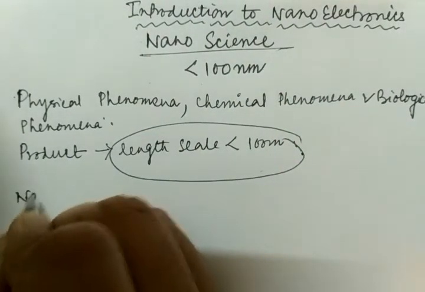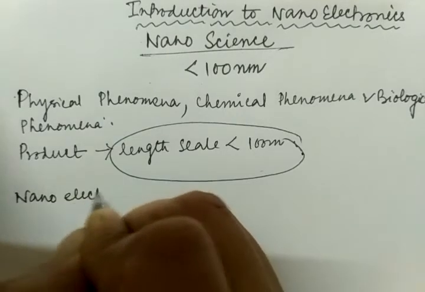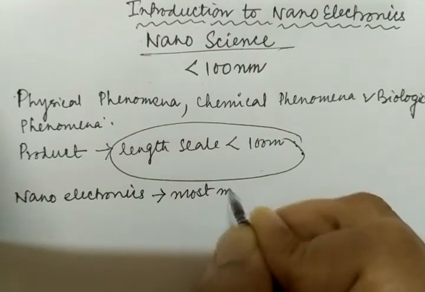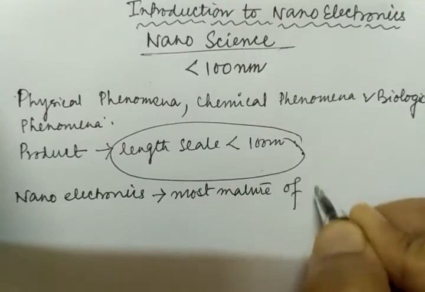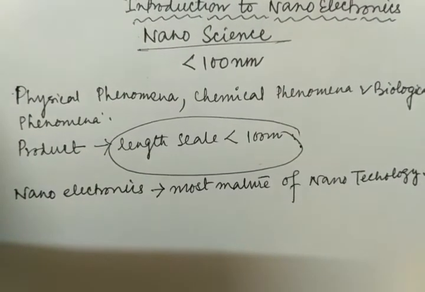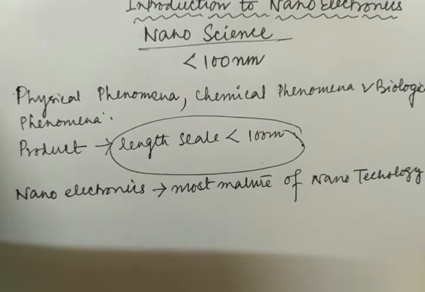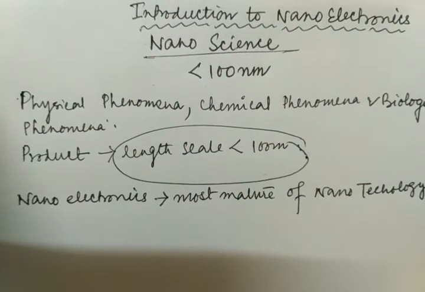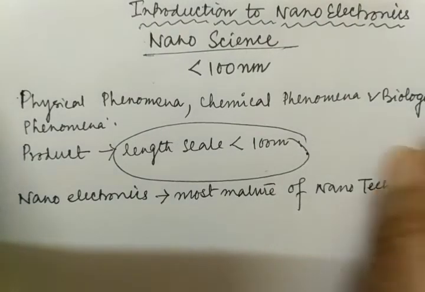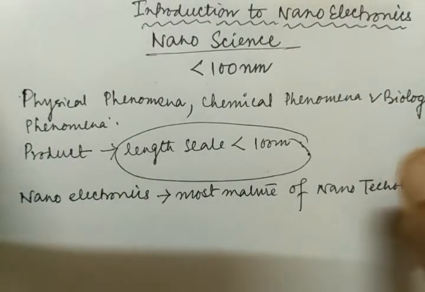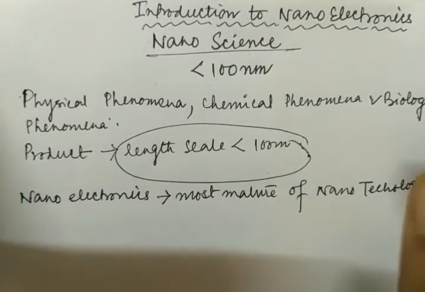I am also writing over here that nanoelectronics is the most mature part of nanotechnology, because I am again repeating that our subject is nanoelectronics, not nanotechnology or nanoscience, because nanoscience or nanotechnology is a broad part. We will focus only on nanoelectronics. So we will focus basically on the electronics part and how it is made tiny, what is the advantage, what are the applications. That is the focusing area of our study.